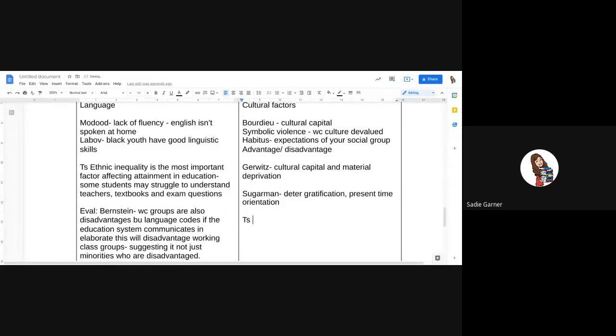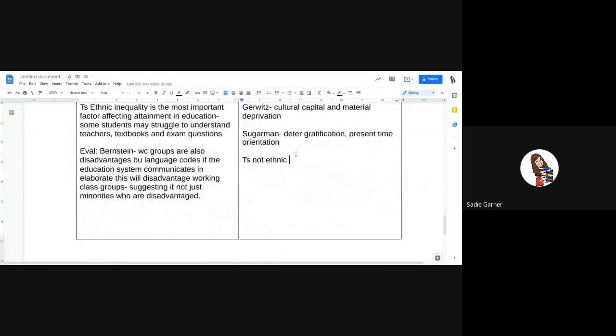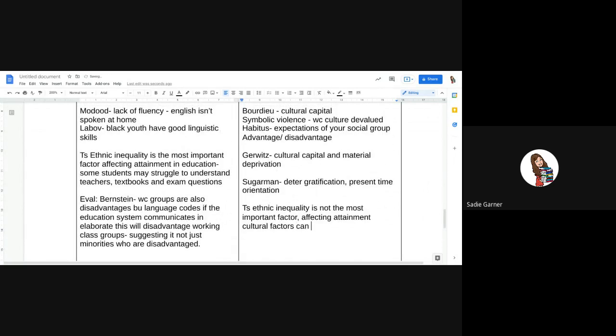So this shows that it is not ethnic inequality. This shows, sorry, ethnic inequality is not the most important factor affecting attainment. Cultural factors can give an advantage and encourage learners to invest in their future selves and therefore work harder in lessons.